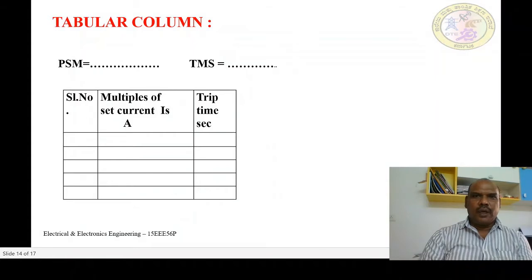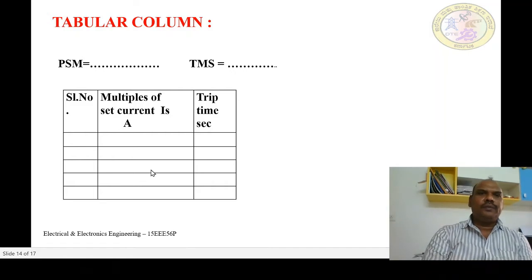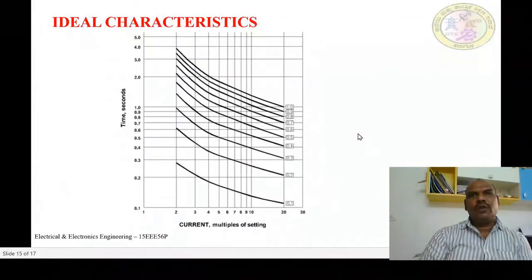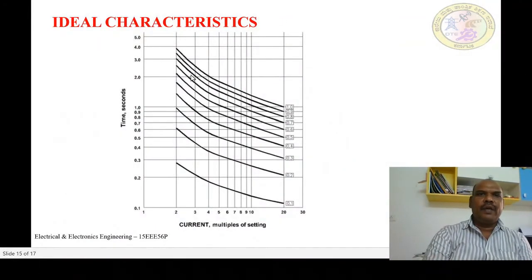I hope you have understood the demonstration of this experiment. While conducting the experiment, you will have to note down the various fault currents which you have set and the time taken by the relay for tripping, and then you need to plot what is known as the inverse time characteristic curve of the relay. So this is the ideal characteristic curve. You can plot the curve for your readings and compare with this ideal characteristic curve.